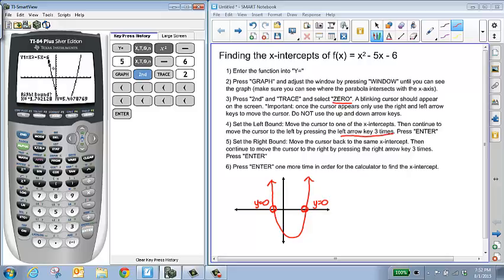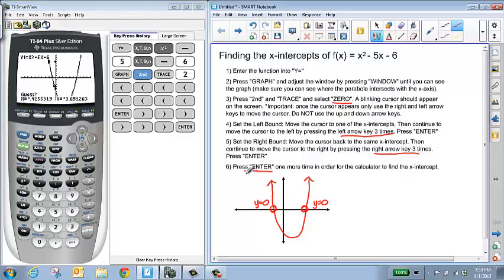Before we do that, we want to take that cursor and put it back on the x-intercept that we're trying to find. Now that it's back on the x-intercept, we're going to press the right arrow key 3 times because it's asking for the right bound. So right arrow key 1, 2, 3, and we're going to hit enter. Now the graphing calculator changed the question again, and now it says guess question mark. So we need to press enter one last time for the calculator to generate that x-intercept. As you can see, the x-intercept here on the left side is located at -1, 0.